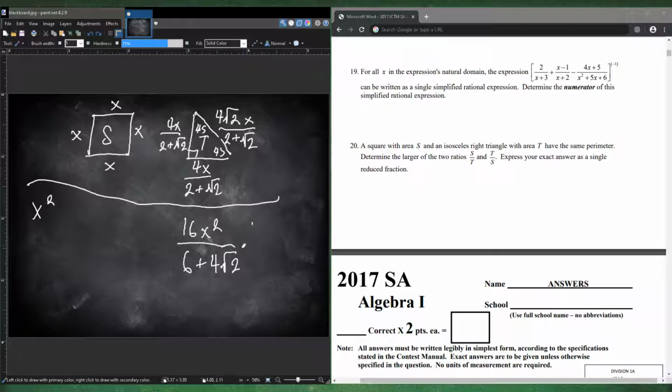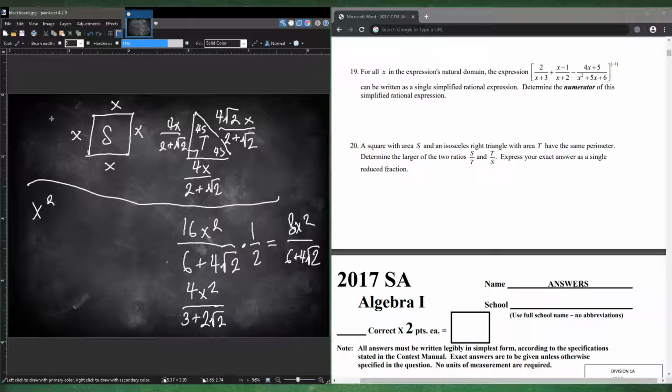And then you multiply by half. It's base times height divided by 2 is your area of a triangle. So this is 8x squared divided by 6 plus 4 square root 2. Okay, and they're all even, so we could divide by 2. So it's going to be 4x squared divided by 3 plus 2 square root 2.